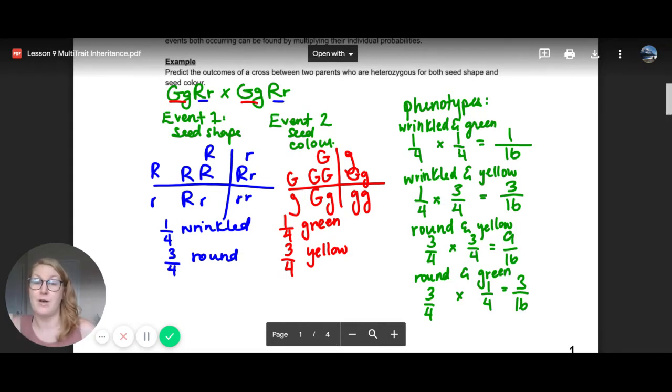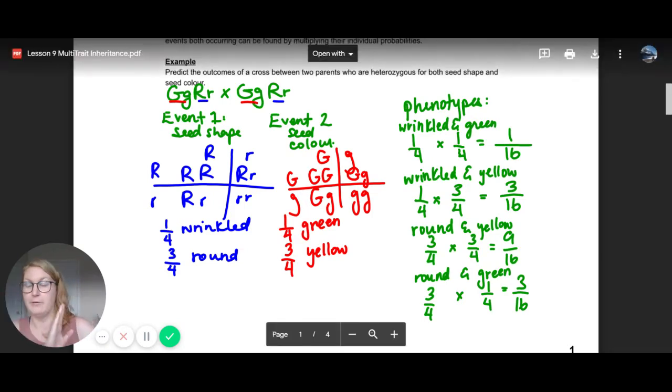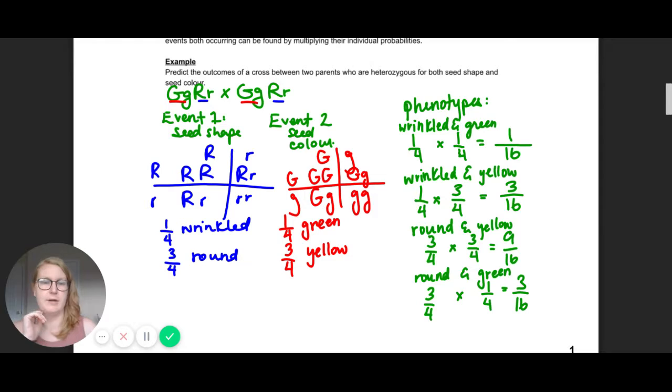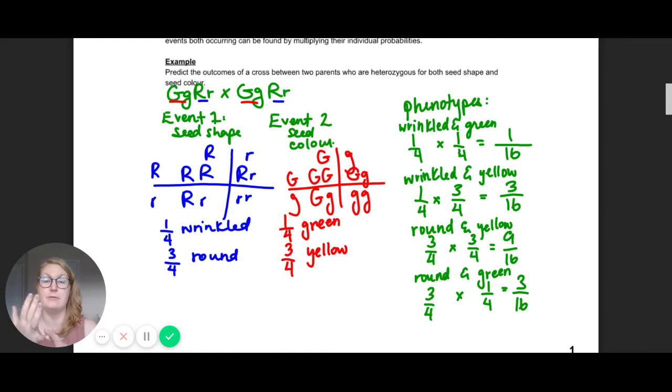Okay, so again, event one is seed shape. If I'm looking at wrinkled and green, the wrinkled has a 1/4 probability of happening. So I write that over here as 1/4. The product law says I can multiply these probabilities together to find out the overall probability of both things happening. So then I look in my second event, which is seed color, and I see it's a 1/4 of green. So I do 1/4 times 1/4. Going way back to math in elementary school, when I multiply fractions, I just multiply numerators, multiply denominators. I end up with 1 out of 16. So that's a 1 out of 16 chance that the phenotype of the offspring is both wrinkled and green.